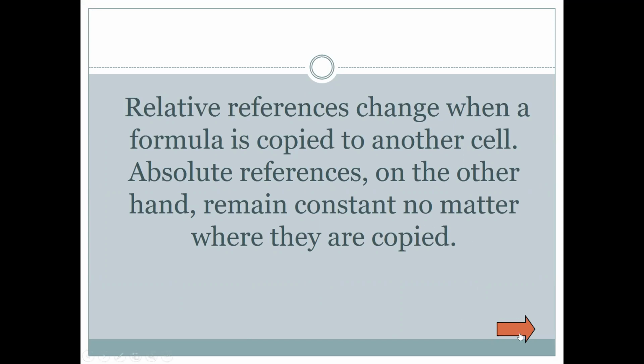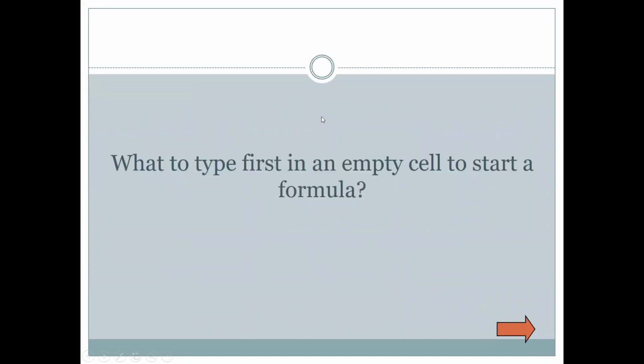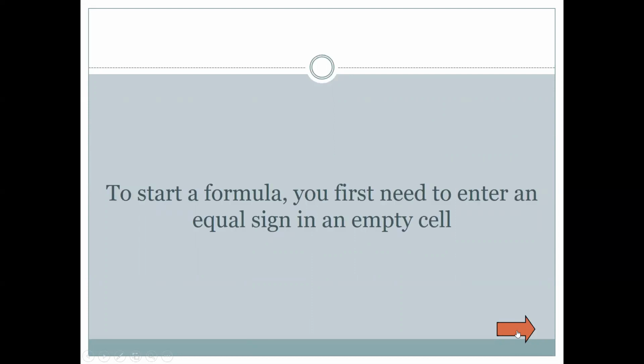And to show the questions, we'll click the button and we may choose number 3. What to type first in an empty cell to start a formula? If you have the answer, let's check. To start a formula, you first need to enter an equal sign in an empty cell.